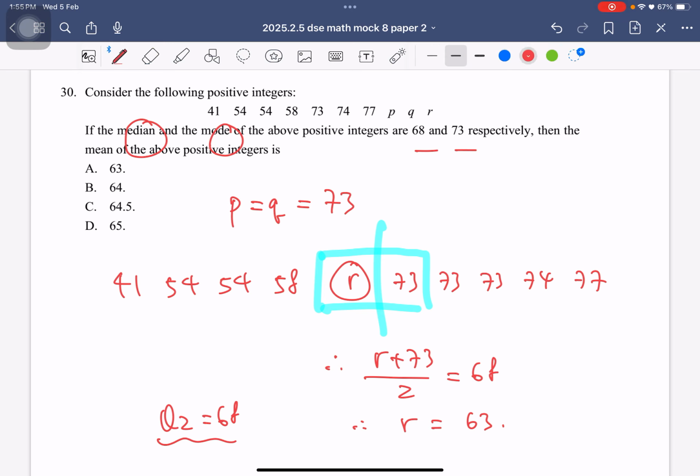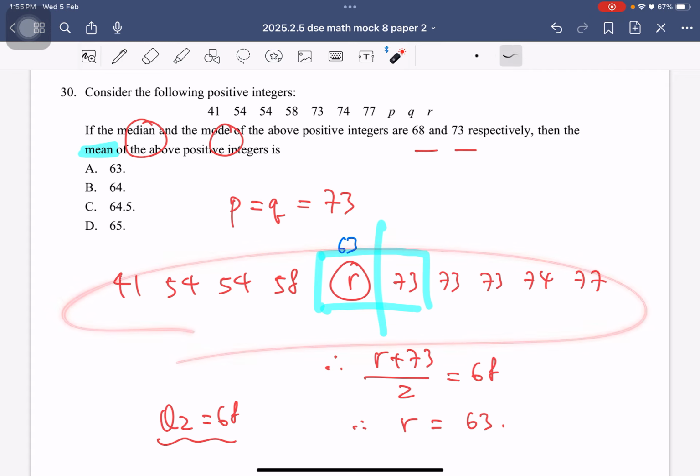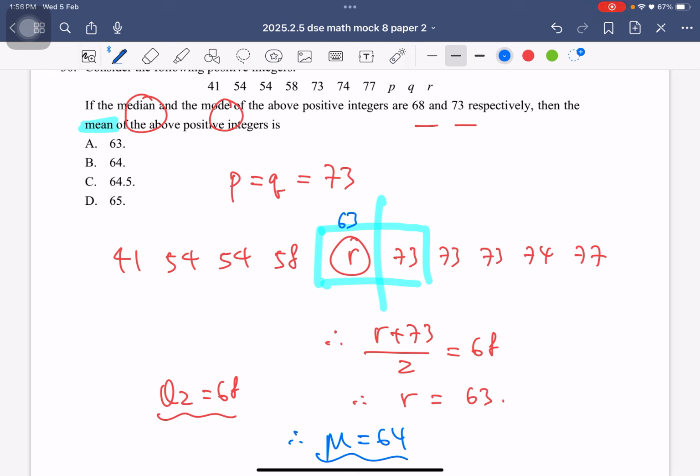The question is asking, what is the mean? So now we have R equal to 63. Use your calculator, or just add them all up and divide by 10. So the mean is equal to 64. Very easy question, isn't it? Nothing special, just need a little bit of thinking, then you can get it correct.